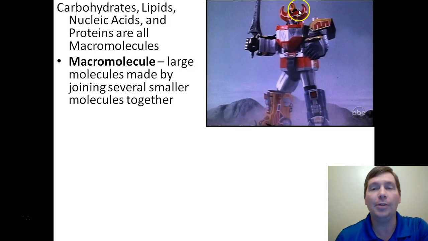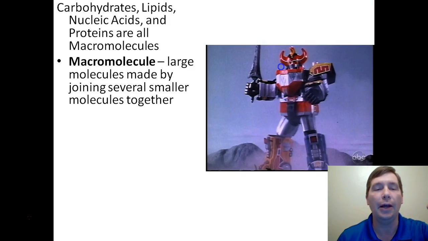I know you all watched Power Rangers growing up, and at the end of Power Rangers, they called on their Zords, and their 5 different robots came together to make this one big robot, Megazord, all right? That's what a macromolecule is like. This robot is made out of 5 different robots put together. A macromolecule is this huge molecule that's made out of several smaller molecules that are put together.